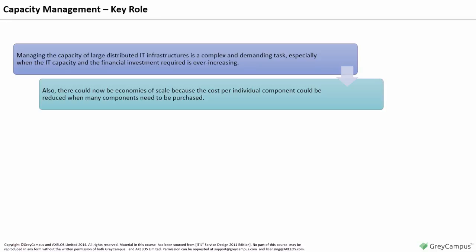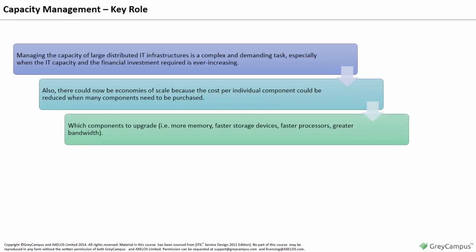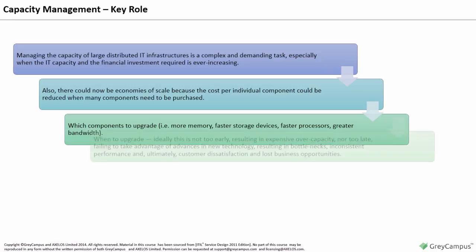Capacity management should have input to the service portfolio and procurement process to ensure that the best deals with suppliers are negotiated. Capacity management provides the necessary information on current and planned resource utilization of individual components to enable organizations to decide with confidence which components to upgrade, i.e., more memory, faster storage devices, faster processors, greater bandwidth.